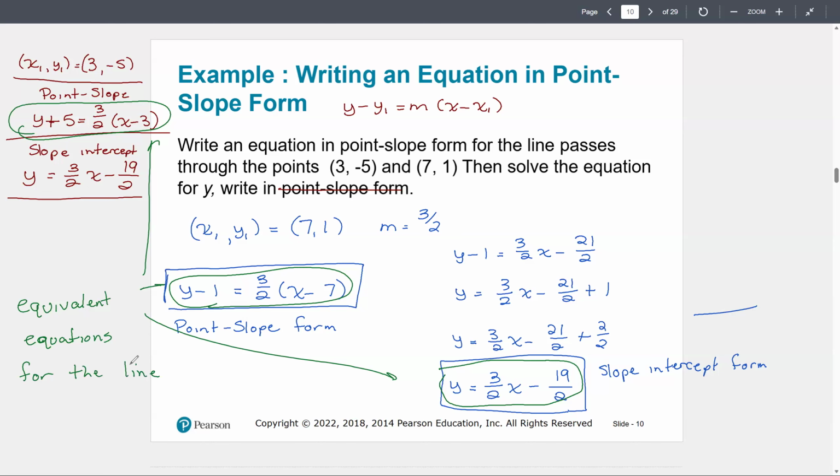So what it means to be equivalent equations is that they all have the same solution sets. Or you can think of it as if you graph them all, you would all get the same graph back. So they are all equivalent to each other. It's just different forms of saying the same line.